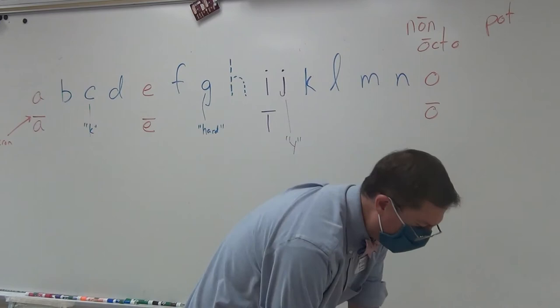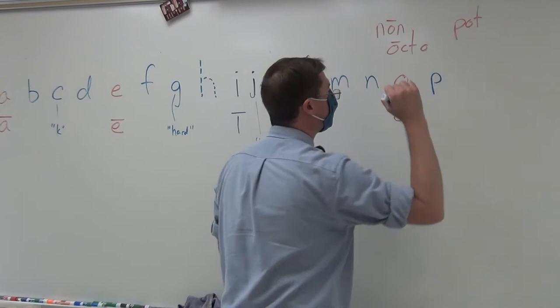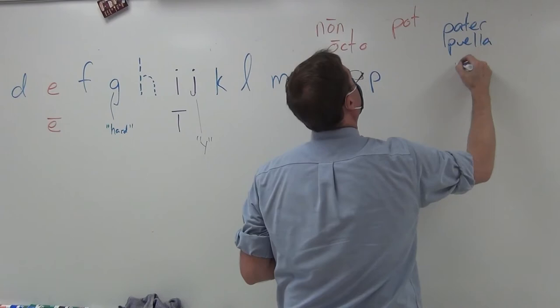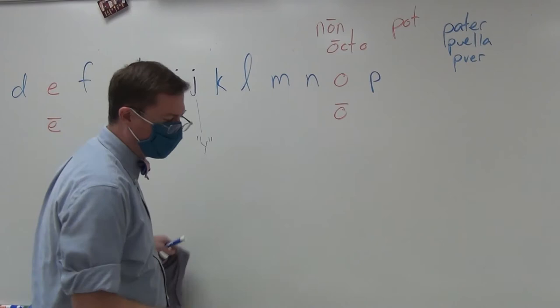The next letter is the P. Exactly as you would expect it to be pronounced. But words that we have for the P sound include potter and puella and puer and so forth and so on. Now, the next letter is the letter Q.